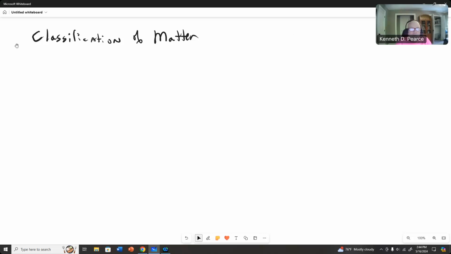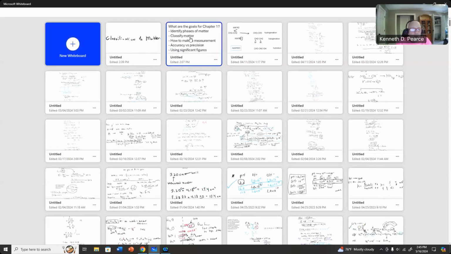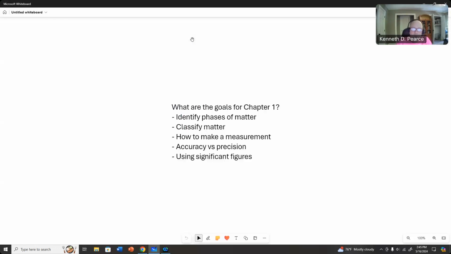And we have, first off, let me pull up my slide. These were the goals. What are the goals for chapter 1? Well, we need to have a list of 5 items here. Since we're doing chemistry and chemistry is working with matter, we need to identify what we have. What kind of phase do we have? Solid, liquid, or gas? Classified as matter? Is it pure? Is it a mixture?